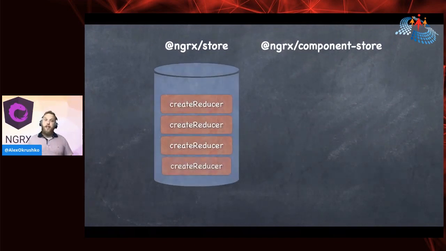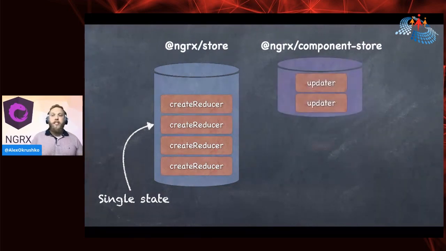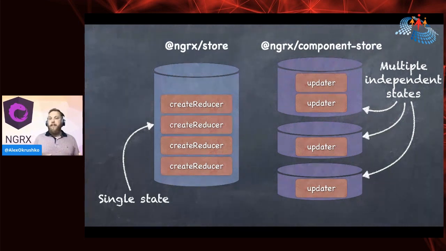Well, ngrx store, even though things are all separate, is one single state for the entire application, right? Even if we do 4 features, they are patching one single object of immutable state. Each reducer there is responsible for its own slice. That's true, but it's still one single state. While in ngrx component store, it's not the case. We have multiple independent states.